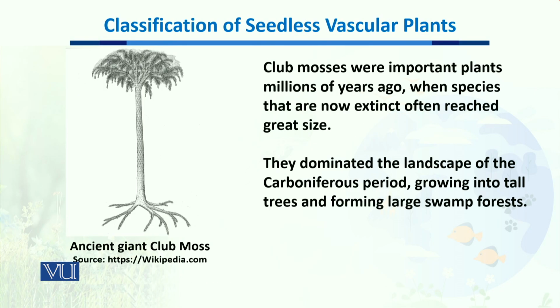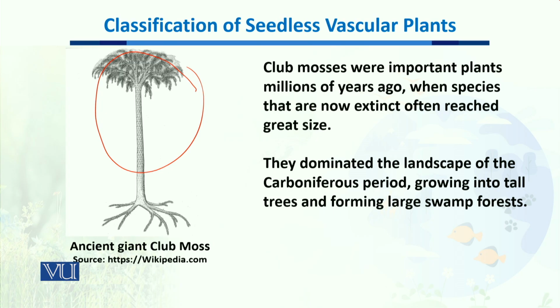Club mosses were important plants millions of years ago. At that time, modern day plants were absent or were yet to be evolved. So at that time, these club mosses had vast areas of land, and their species grew to great sizes. As you can see here, this is one of the ancient giant club mosses, and its size is equivalent to modern day angiospermic or gymnospermic plants. They were very tall at the time of dinosaurs.